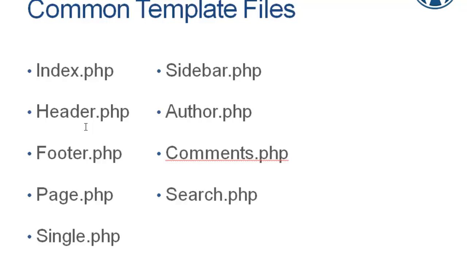And then the footer is the opposite. It's the bottom of the template. So you'd have the footer, and you'd have the closing body and closing HTML tag. And then we can go to the sidebar PHP, which will have the information, the content or the code that you would like in your sidebar of your WordPress theme.